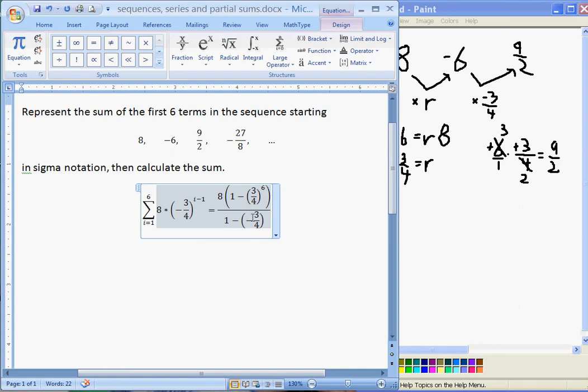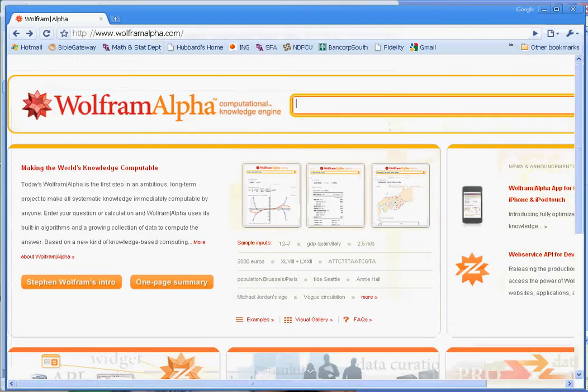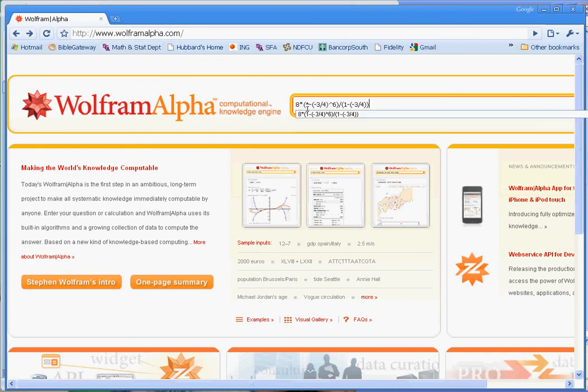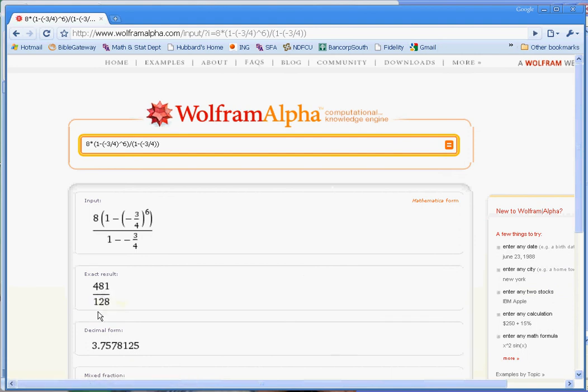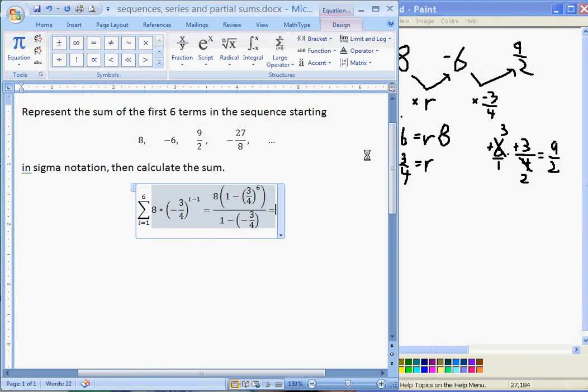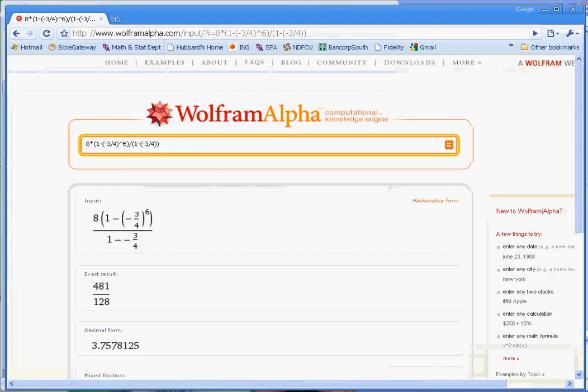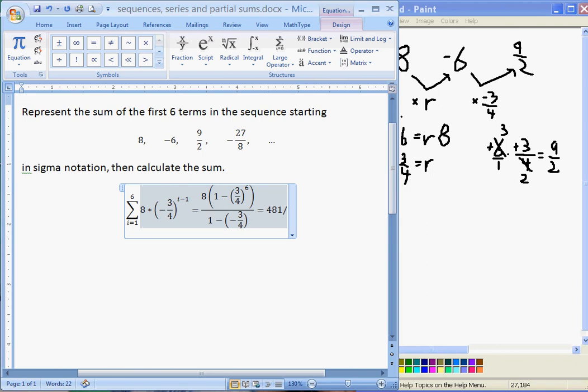Now I can't resist showing you a little bit of online technology. There's a site called Wolfram Alpha, wolframalpha.com, and if you put that equation into Wolfram Alpha, I'll just show it to you there, prefabricated, and press enter, it does a fabulous job of calculating it. Here's the answer exactly, 481 over 128. Here's the decimal approximation, and you might want to check out that site. So 481 over 128, and that is my final answer.